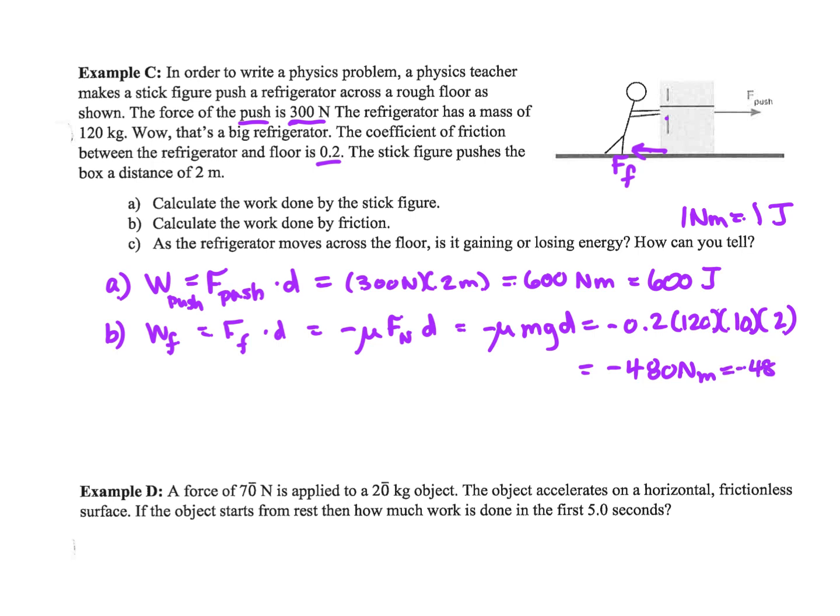And then C, is it gaining or losing energy? Well, that's going to be the net work, excuse me. Net work is going to be the positive work from the push plus the negative work from friction working against it, which still leaves us with a positive 120 joules. So it is a positive overall work. So it is a gain in energy.